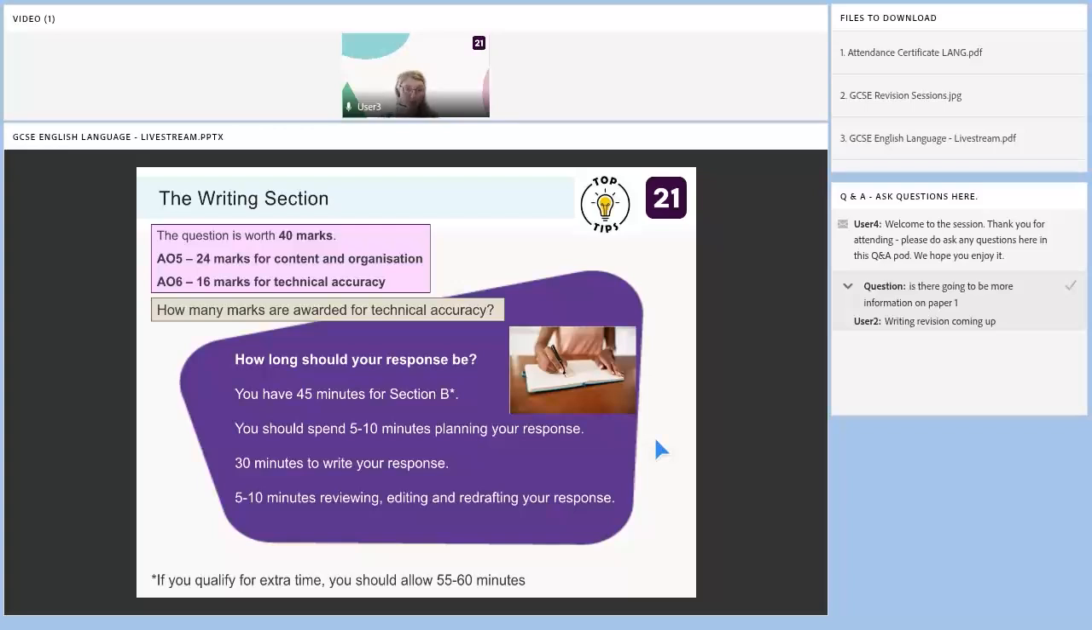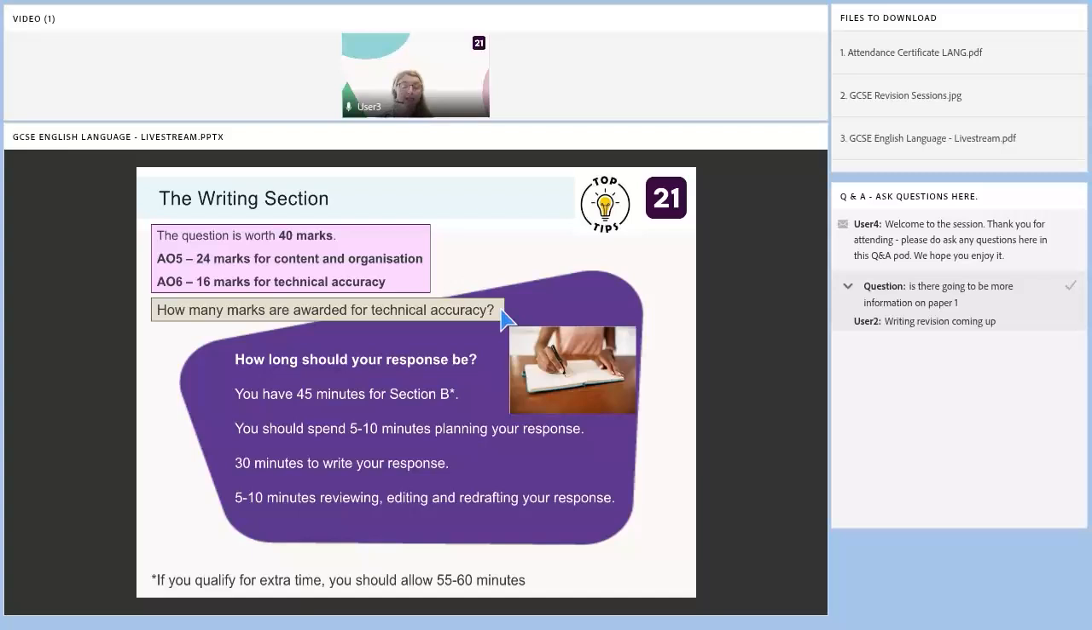We have spent a bit longer on reading because there's more questions, but do remember that there are as many marks for your writing as there are for your reading. So do make sure you allow enough time. There is a little question on the screen. I don't have a poll for this one, but do put the answer in the Q&A. So the question is, how many marks are awarded for technical accuracy?